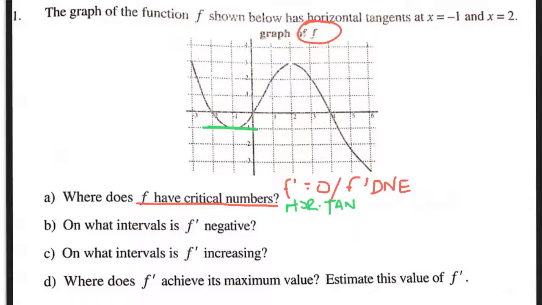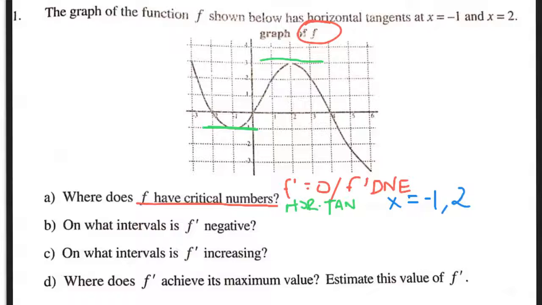Horizontal tangent, horizontal tangent. Alright, so we have two critical numbers. One would be at x equals -1, and the other would be at x equals 2. Cool.